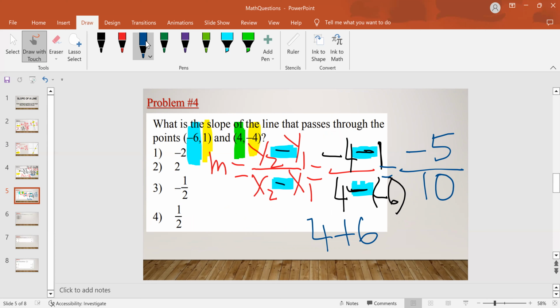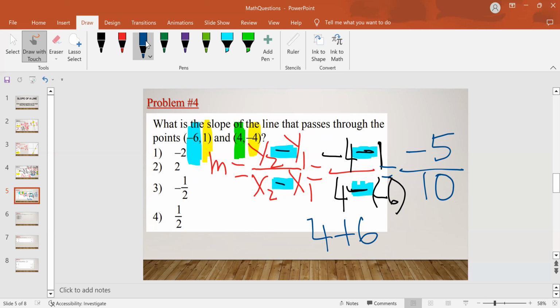Okay, and if you check the four choices, there is no answer as negative 5 over 10. That means you have to reduce your answer to get the correct one in the four choices. How to reduce negative 5 over 10? So again, we're going to use the number that we can find in 5 and also in 10. So that number here will be 5.